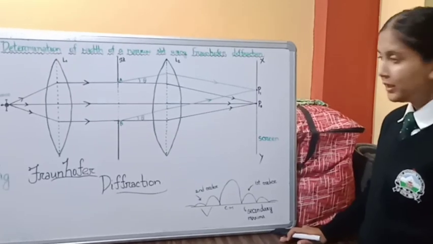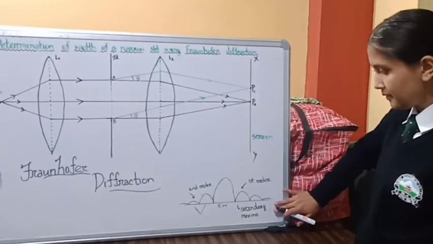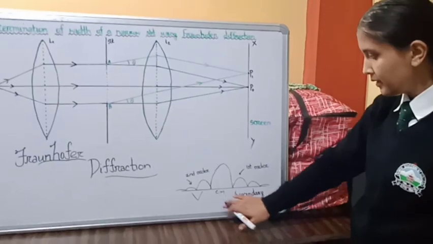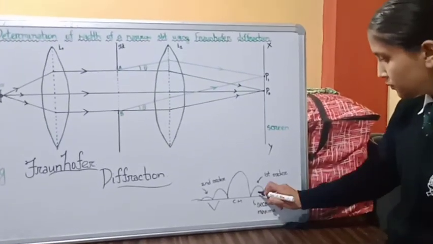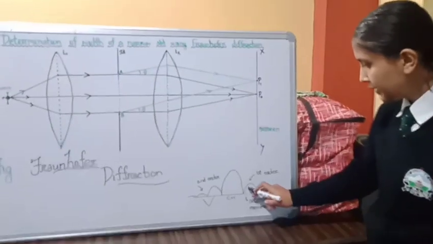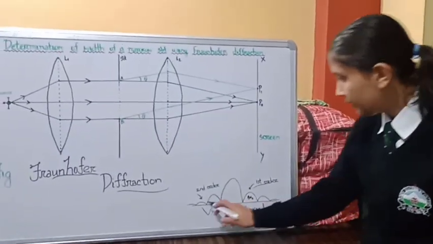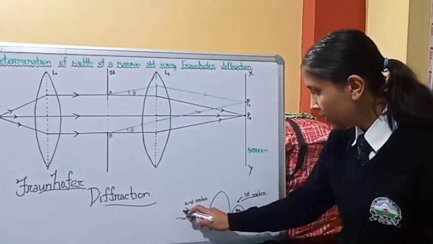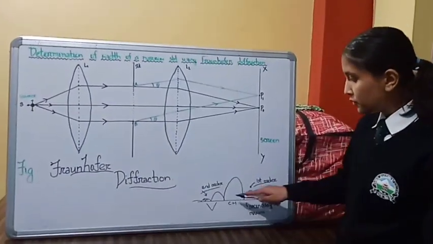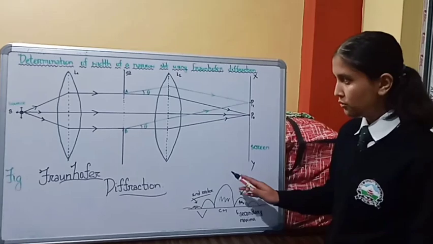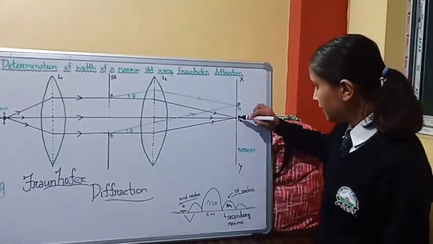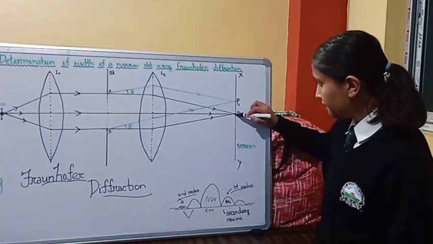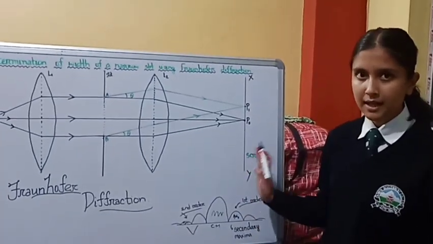The pattern that we get on the screen is like this, wherein we have a central maxima and secondary maxima. So this one is the secondary maxima of first order and this one is the secondary maxima of second order. This central maxima is due to the light rays that go straight, so we get the central maxima over here. So this is all about the diagram of Fraunhofer diffraction.